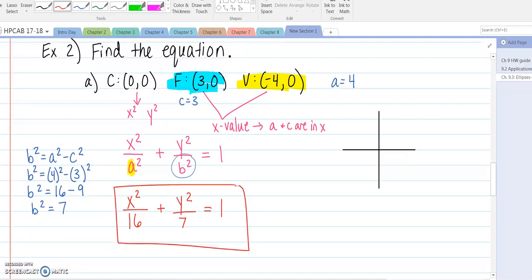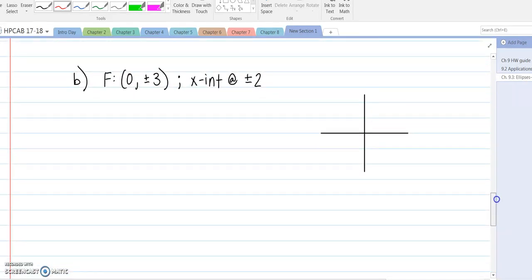All right. If I needed to graph it, I could. That's why I drew this here. So some people like to kind of plot those points so that they can make sure they've got everything in the right spot. Feel free. Sometimes your book will ask you to graph it along with the equation. So just pay attention to the directions. All right, let's try another one.